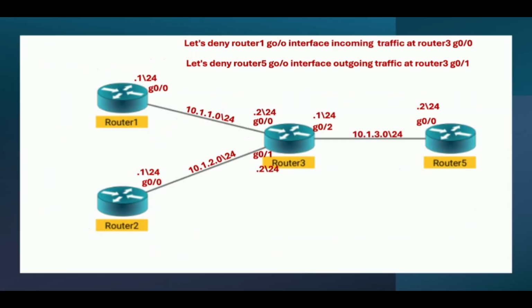Let's configure ACL in this topology. I have assigned the IP addresses and configured routing between the devices. Let's deny router 1 G0/0 interface incoming traffic at router 3 G0/0 end. Deny router 5 G0/0 interface outgoing traffic at router 3 G0/1. So, we need to configure two ACLs on router 3, two interfaces. Let's go to router 3 now.